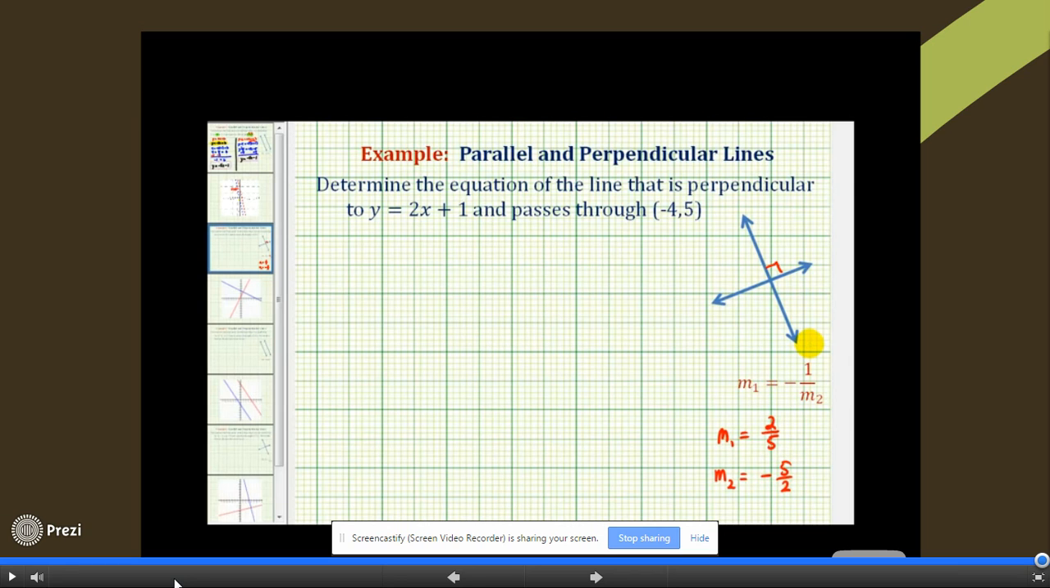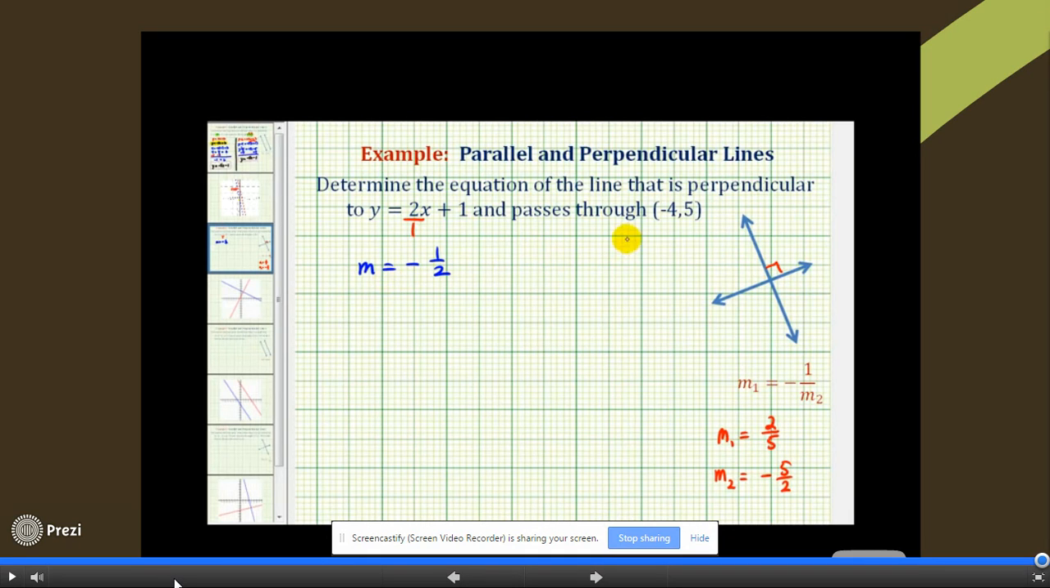Okay, so back to our problem. We want a line that is perpendicular to y equals 2x plus 1. Well, this line is in slope-intercept form, so we should recognize that the slope of this line is 2 over 1. Therefore, the slope of the perpendicular line would be the negative reciprocal of this. So for the slope of our line, we'll have to flip this over and change the sign. That would give us negative 1/2. Negative 1/2 is the negative reciprocal of 2 over 1.